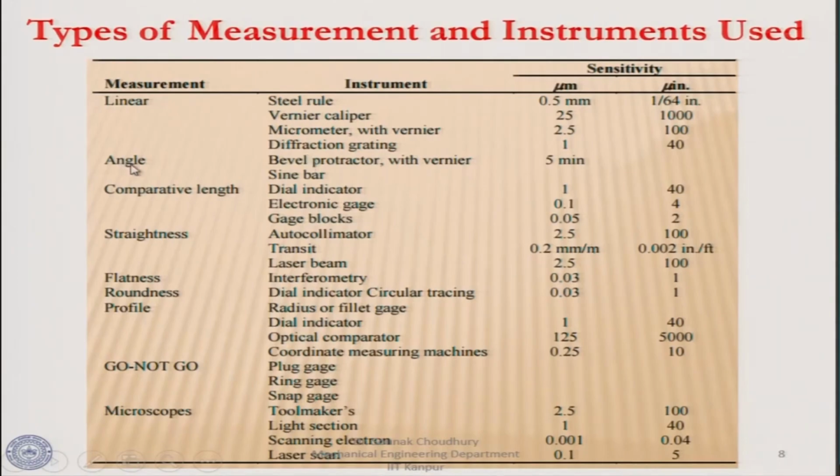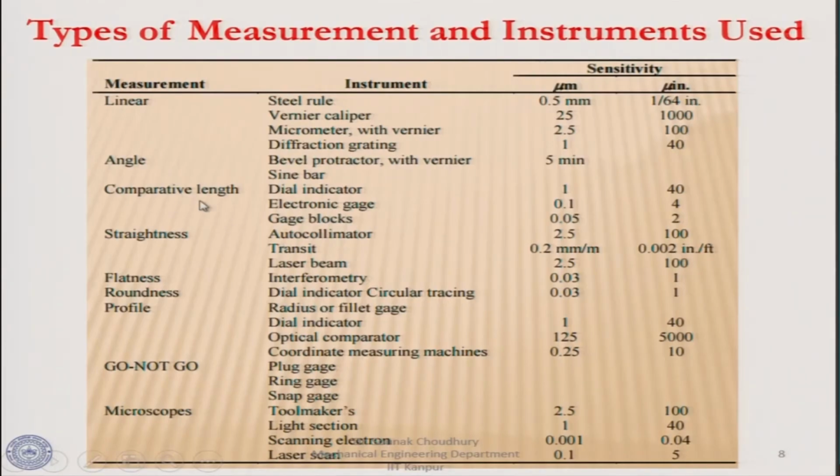For measurement of angle, we have the bevel protractor, which many of you might have seen, and I will show you in the lab also. Even right now we have some pictures of the bevel protractor, I will show you. They are also with vernier. There are also sine bars for measuring angles. These two, the bevel protractor and the sine bar, are very popularly used for measuring angles.